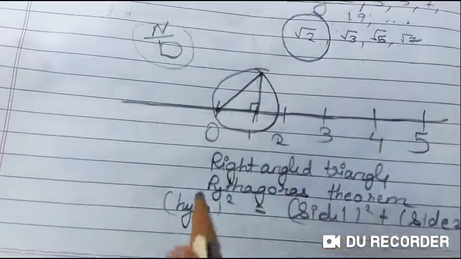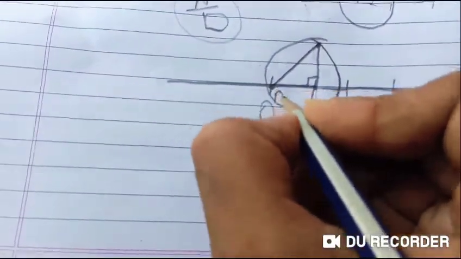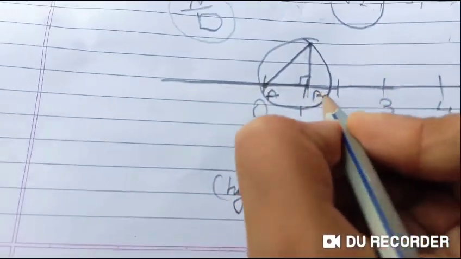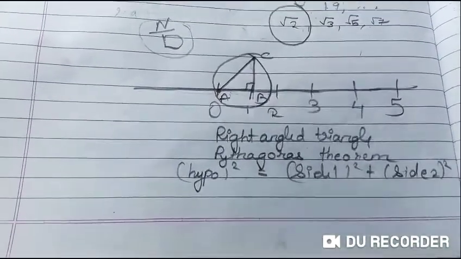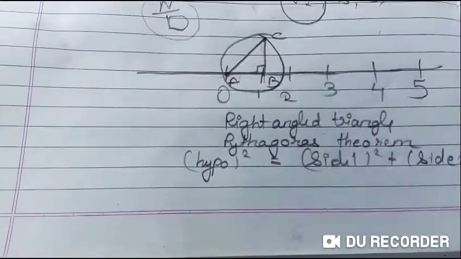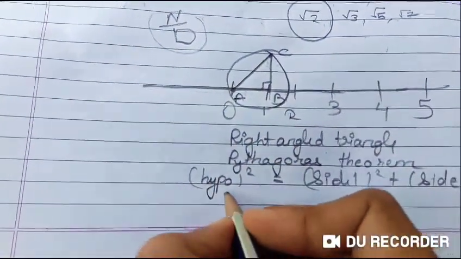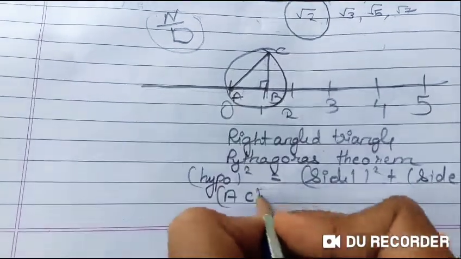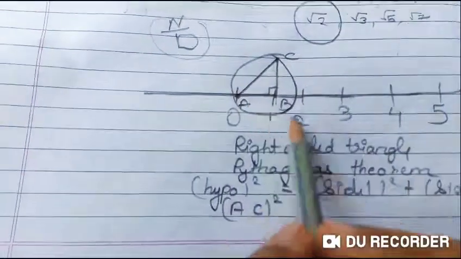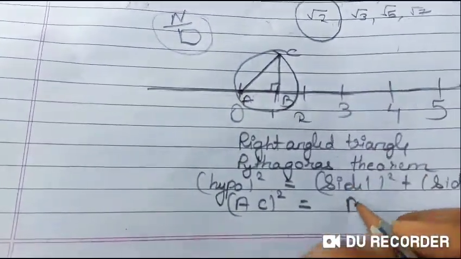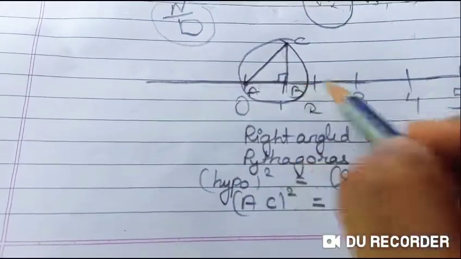Now look into this triangle. Let's name this triangle A, B and C. You name this triangle ABC. Now apply the Pythagoras theorem to this triangle. What is the hypotenuse? Hypotenuse is AC. So hypotenuse square, that is AC square, is equal to side 1, side 1 will be AB, AB square plus side 2, and side 2 will be CB.